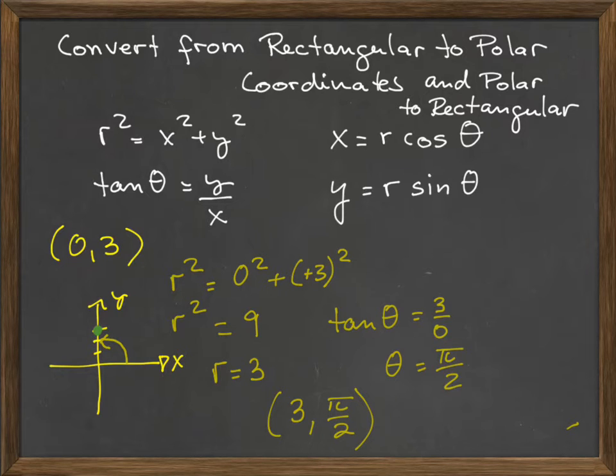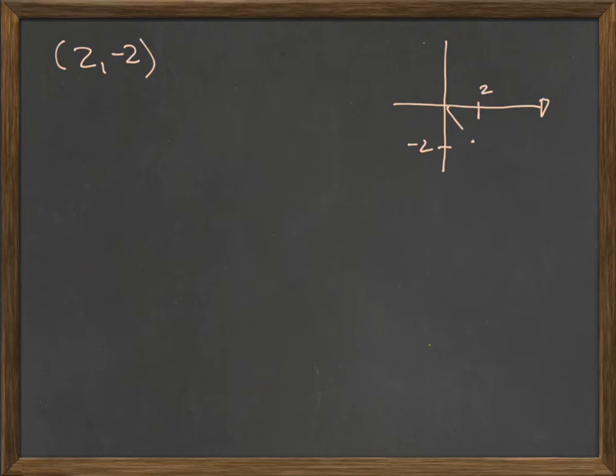Okay, not too bad. Now let's take a look at a different point. One more, why not? Let's say we have the rectangular coordinates (2, -2), and we want to change them into polar coordinates. Always make sure that you know which quadrant you are in. (2, -2), so we are in quadrant 4 in this case.